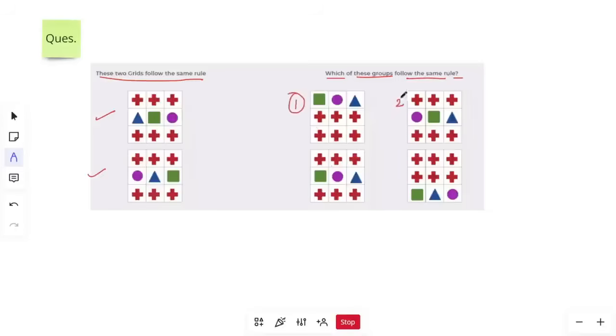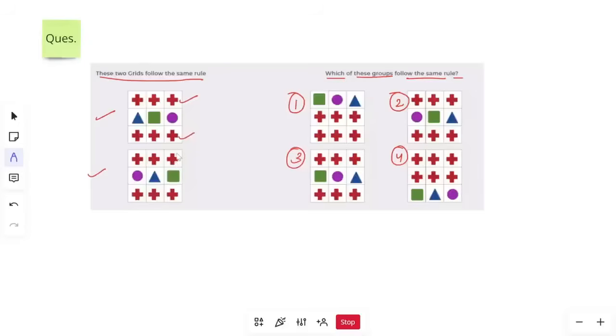Let's mark the images: 1, 2, 3, and 4. These are four different grids. We have to tell which of these four are following the same pattern as per the question images. So let's try to understand the pattern. The pattern is that in the first row and in the last row, we have these plus marks.